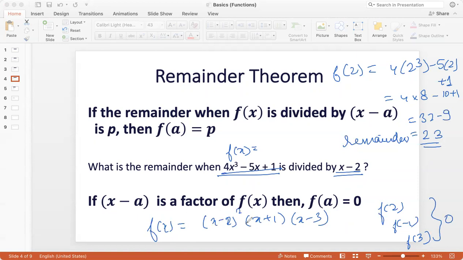So the remainder theorem also leads you to the fact that a factor of a function is one where when you put that value into the function, you get 0.